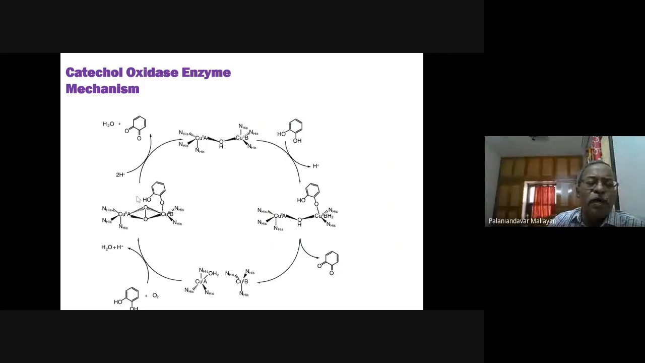So this is how it is deprotonated and converted into quinone. Okay, so it's the catechol oxidation mechanism. The mechanism involves both coppers of the dinuclear site.